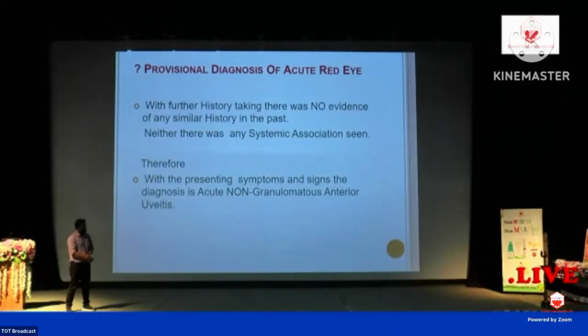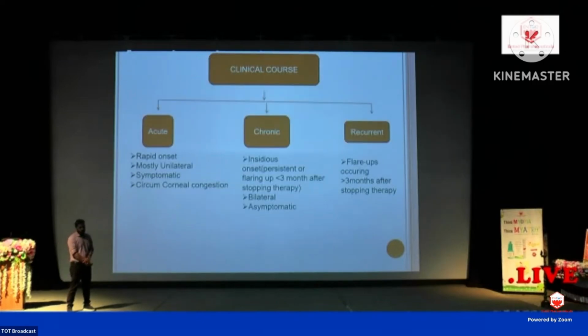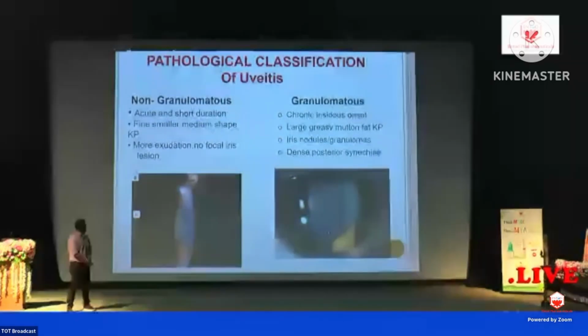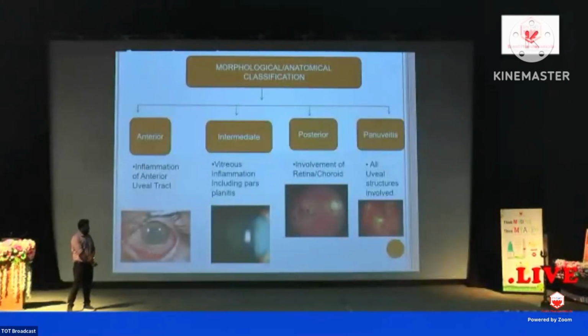So on further history taking, there was no evidence of similar history in the past, neither was there any systemic association. Therefore, with the presenting symptoms, that is photophobia and excessive lacrimation, and the signs, that are KPs and inflammatory cells, we came to the diagnosis of acute non-granulomatous anterior uveitis. I said it to be acute because the onset was rapid, and non-granulomatous because there were fine, small, and medium sized KPs with more of exudation. And I said it to be anterior uveitis because there was inflammation of the anterior uveal tract.